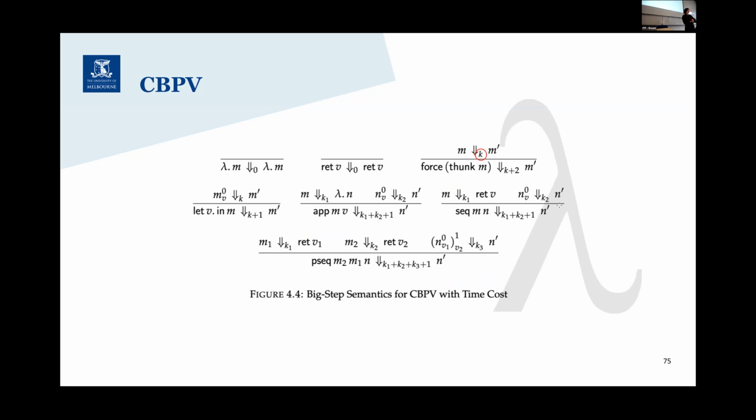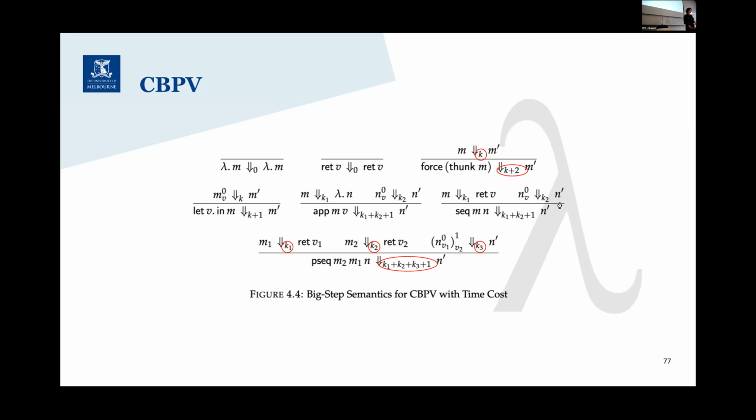And then we also embedded these big step semantics with time cost and space cost. For the time cost, as I mentioned before, we use the natural measure, which is the number of beta reductions. So in this case, for the force thunk example, m to m prime took k steps, so if we have the extra force and thunk, we take it as k plus 2. And in the p-seq example, if each evaluation takes k1, k2, k3, then we have k1 plus k2 plus k3 plus 1 for this evaluation.